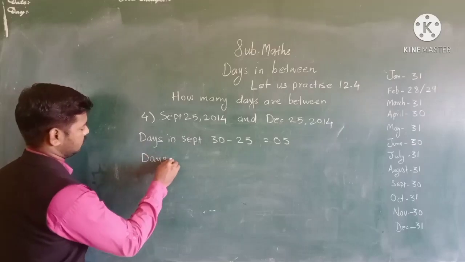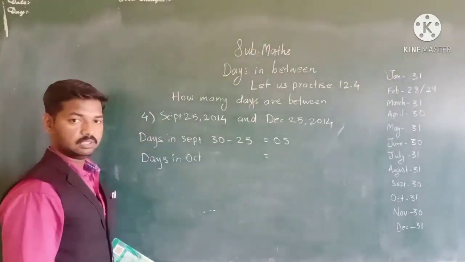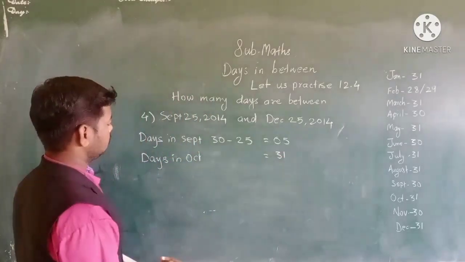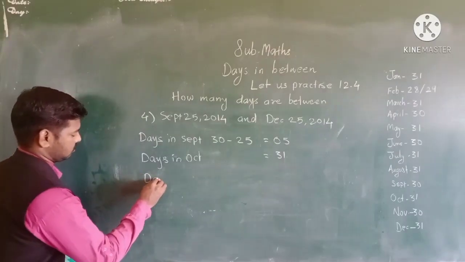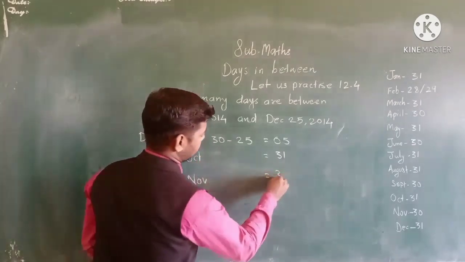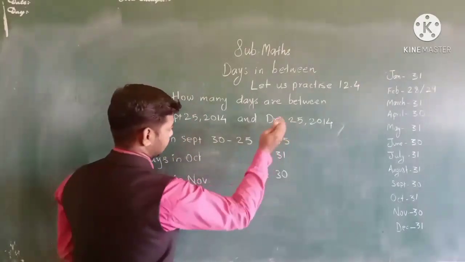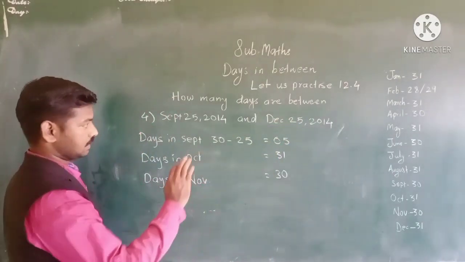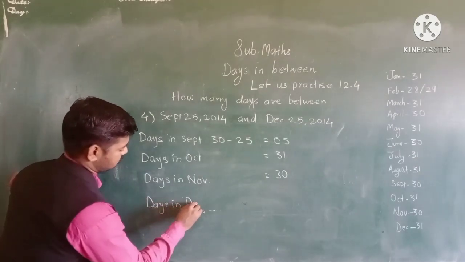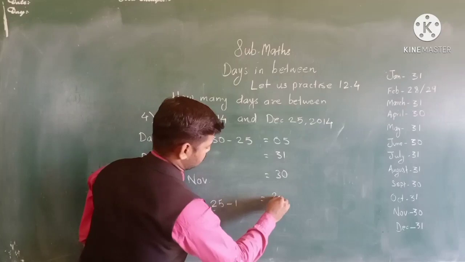Then after September, October. So days in October. How many days are there in October? Correct. 31. So there are 31 days in October. After October, November is there. So days in November. In November there are 30 days. Okay? Then after November, December is there. So December, the last date is given there, that is 25. From that last date, we have to minus 1. So days in December. So 25 minus 1, it will be 24.